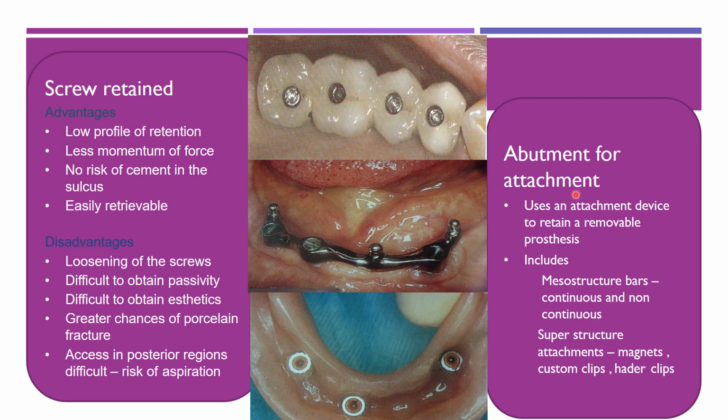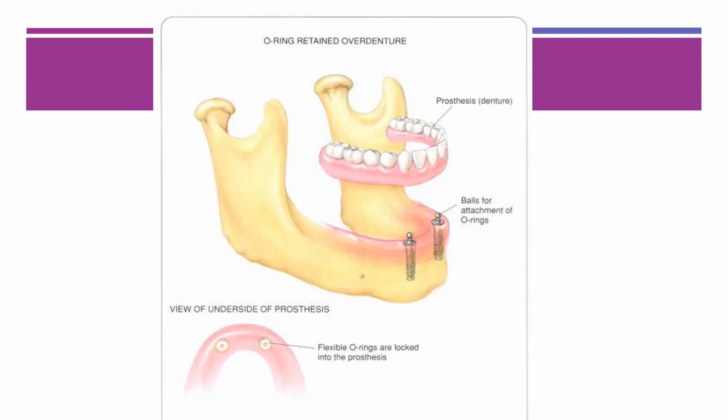Then we have the abutment for attachment. In this type, there is a ball type and a joint type. You can see that it uses an attachment device to retain a removable prosthesis. So we have mesostructure bars, which can be continuous or non-continuous, and also superstructure attachments like magnets, custom clips, and header clips.